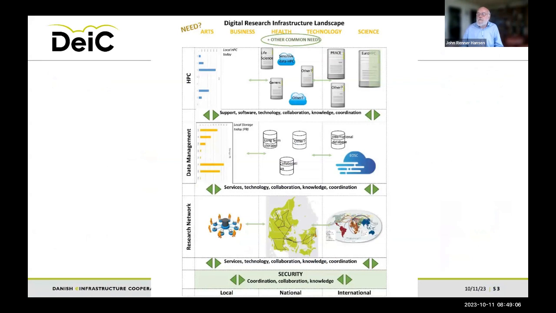And if you go from bottom to top, you have first the research network, which is gluing everything together, connecting things. You have the data management where you store your data, and then on top you have the HPC, high performance computer systems, locally, nationally, and internationally, with PRACE in the old days and the EuroHPC systems now as a modern version of that.